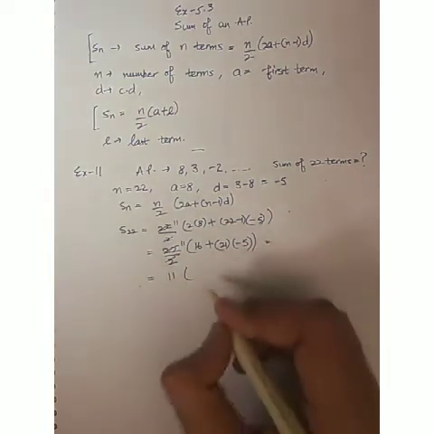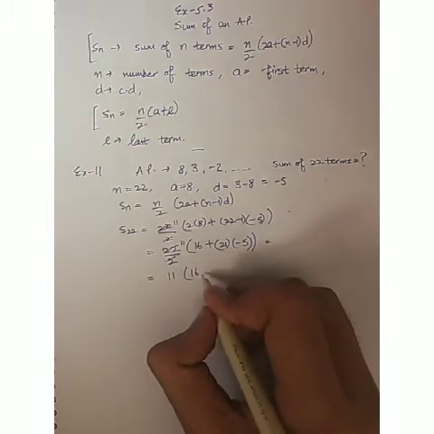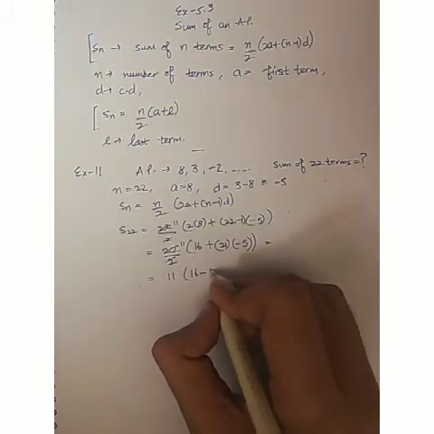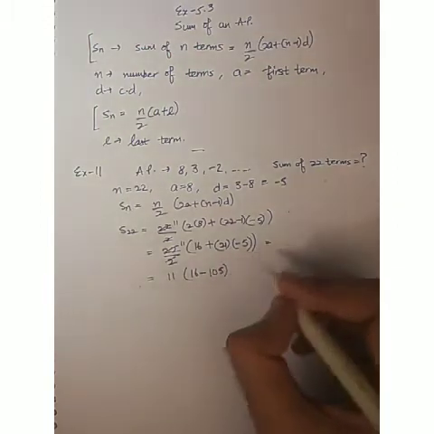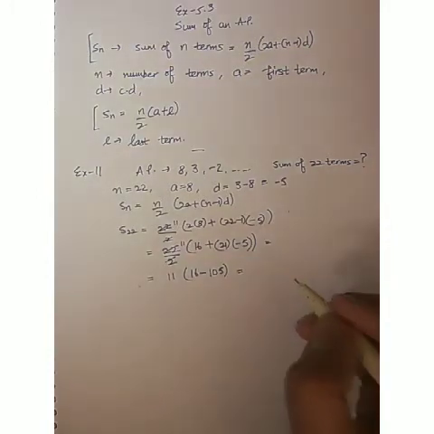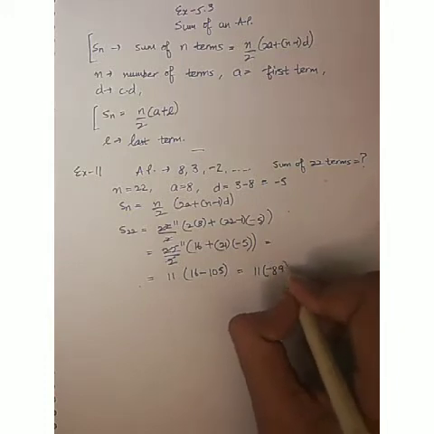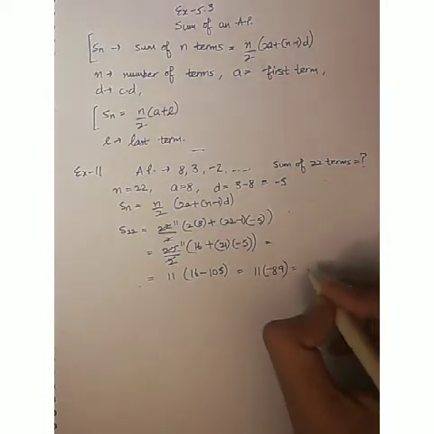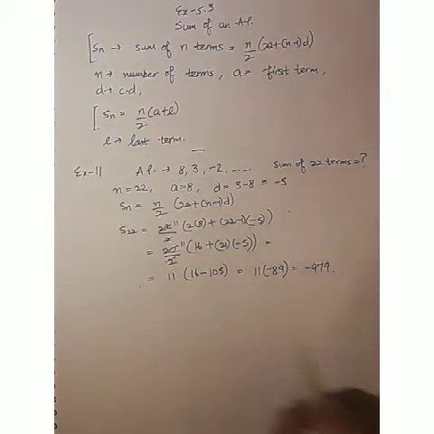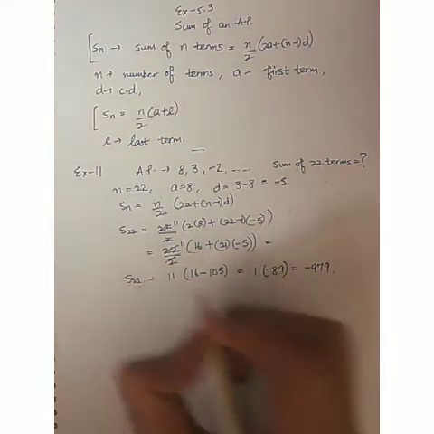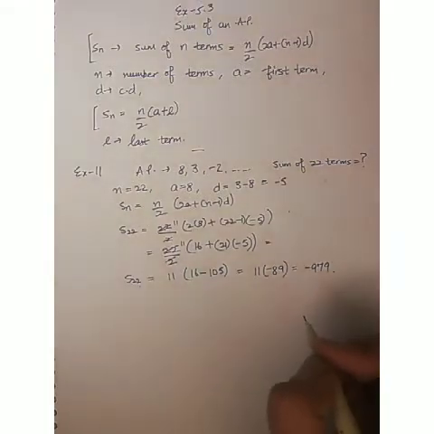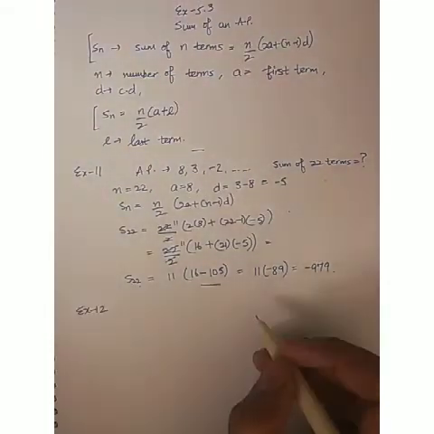11 and 16 minus 21 fives are 105. 16 minus 105. After subtracting 105 from 16, we'll get minus 89, and after multiplying 11 by minus 89, the answer you will get is minus 979. So the sum of first 22 terms of the given AP is minus 979.